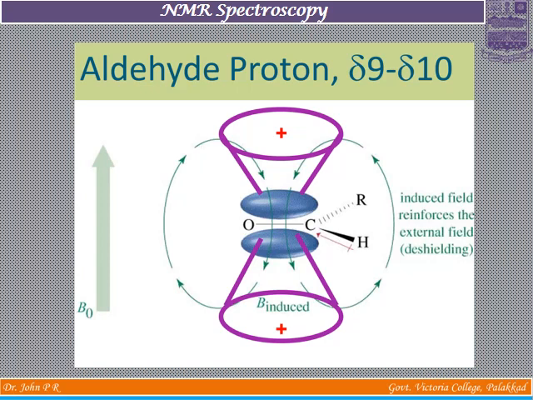See, the carbon is attached to oxygen only. It's not a much more electronegative element; it is less electronegative compared to fluorine. We have seen the case of CH3F, where that CH3 hydrogen appears at 4.2. But here in the case of aldehydic hydrogen, those hydrogens are much more de-shielded compared to CH3F. How can we explain this?